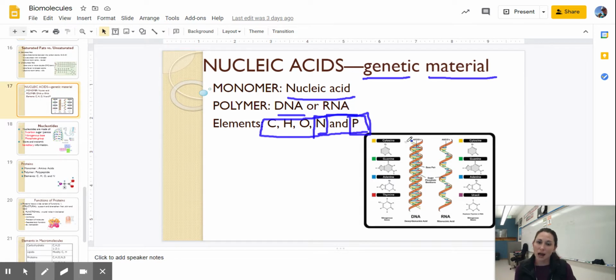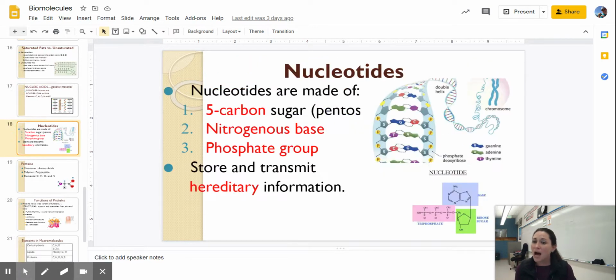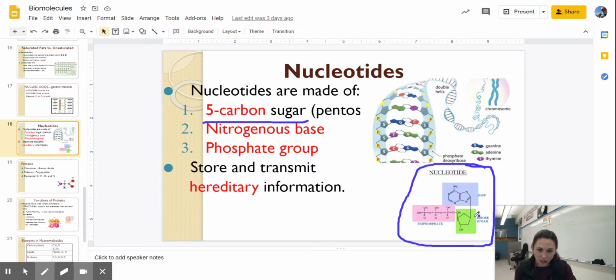This is a picture of what our DNA or RNA kind of looks like. DNA is double-stranded, RNA is single-stranded. And we'll talk about those when we talk about cell processes later. The nucleotide that is the monomer, the building block, is kind of special. There's a picture down here of what this nucleotide looks like. It's made up of a sugar, a 5-carbon sugar, and that's right here.